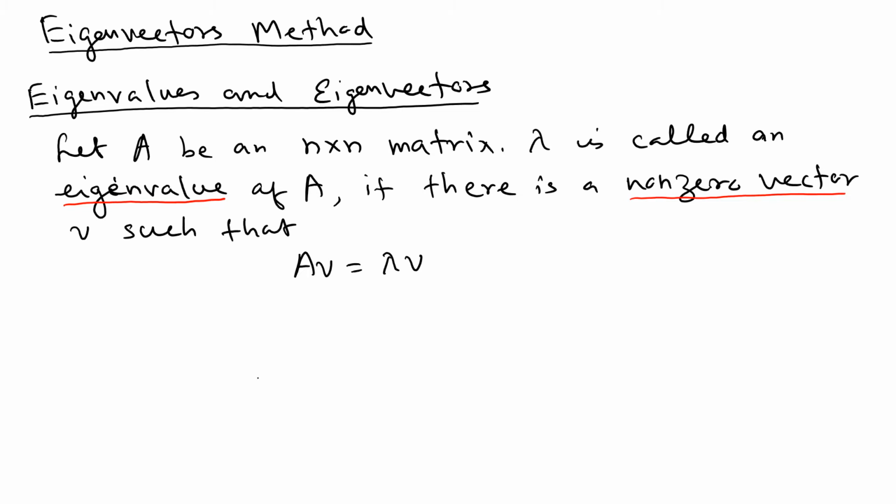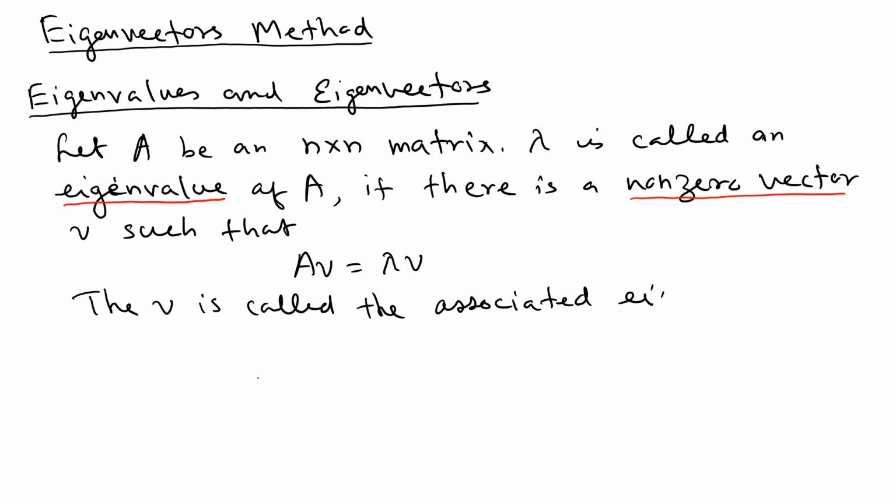Yeah, so that's the geometric representation of that. So the v, actually this is the nu. The nu is called the associated eigenvector of lambda. For each lambda, there is an associated eigenvector.